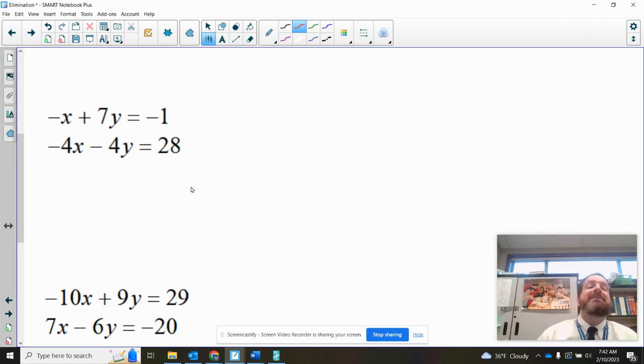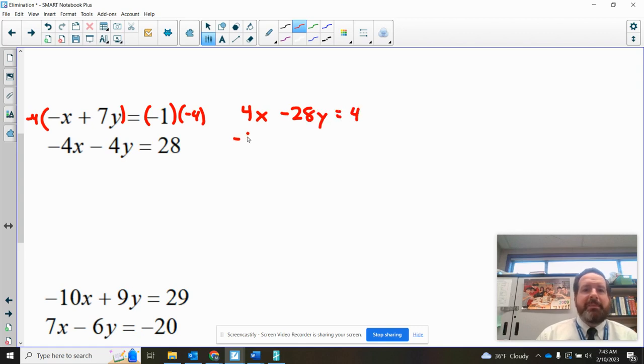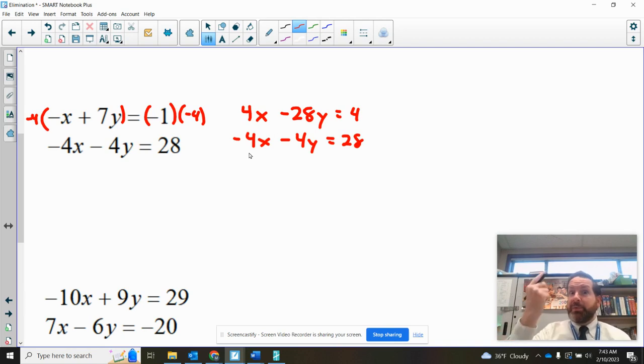Have you paused and tried it yourself? Here's where the most efficient solution lies. As I take a look here, this negative x and this negative 4x, it's going to be easy to get those to be opposites. 7 and 4, that's trickier. You'd have to multiply both equations to make it happen. But up here, if I multiply by negative 4, that's going to give me, on top, a positive 4x minus 28y equals 4. And then on the bottom, a negative 4x minus 4y equals 28. We didn't have to change the bottom one. We've got that set of opposites. Now, this is really similar to what we did on the previous page with the same problem.